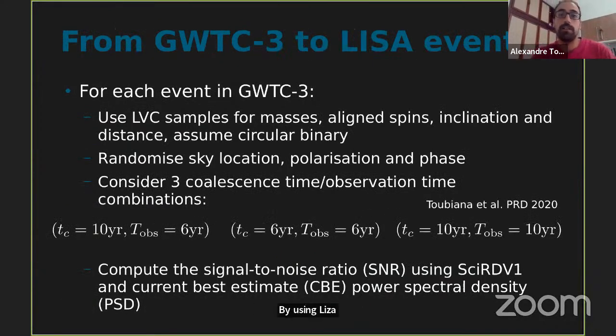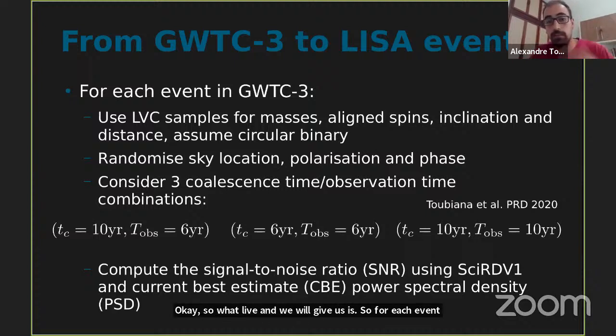Okay, so for each event, LIGO and Virgo give us samples for the parameters of the system. We use the samples for the masses, the spins, taking the projection on the orbital angular momentum axis, the inclination, and the distance. Moreover, we assume the binary is circular, so here we will just focus on the circular binary case. However, we randomize for each of these samples the sky location, the polarization, and phase. Now, the last parameter to fix is the time to coalescence.